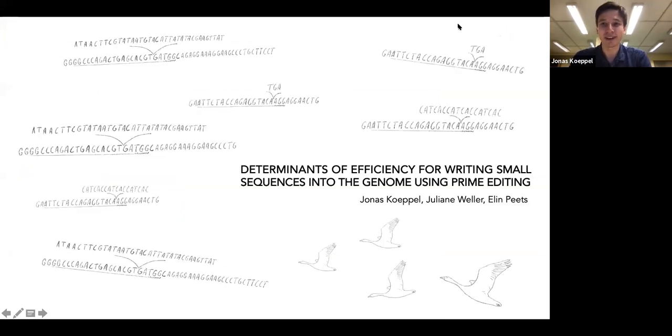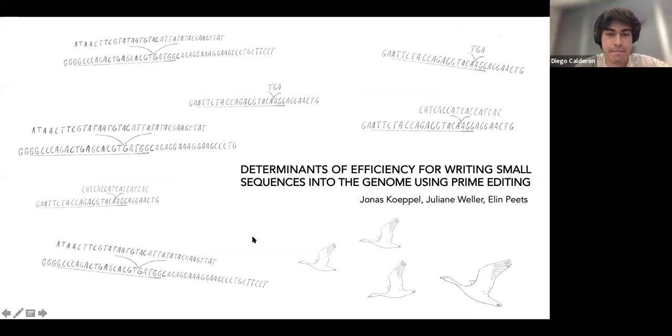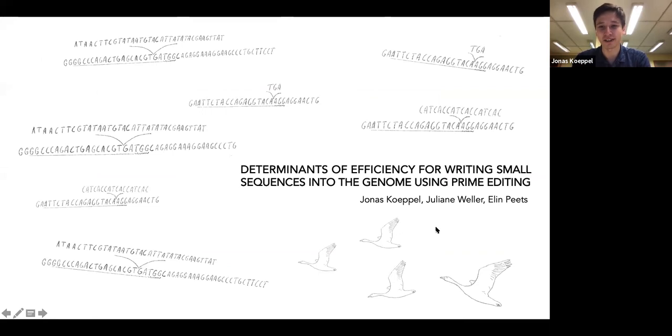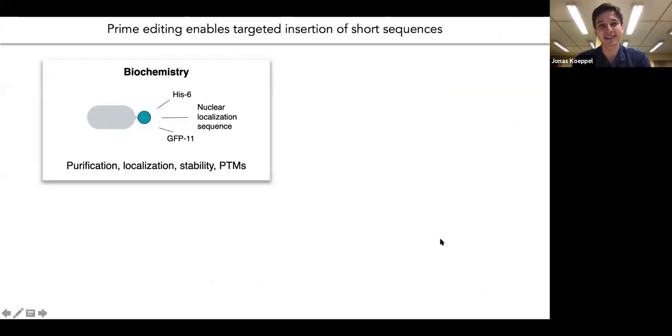Yes, as Stephen already said, I'll talk about the determinants of efficiency for writing small sequences into the genome using prime editing. And I think because it's a variant effect seminar series, most work will be done on changing individual amino acids. But I'm here to also convince you that there are a lot of very interesting things we can do if we can insert short sequences. And this is one of the great things about prime editing, that it gives you this flexibility that you can do small deletions, point mutations, or insert sequences.